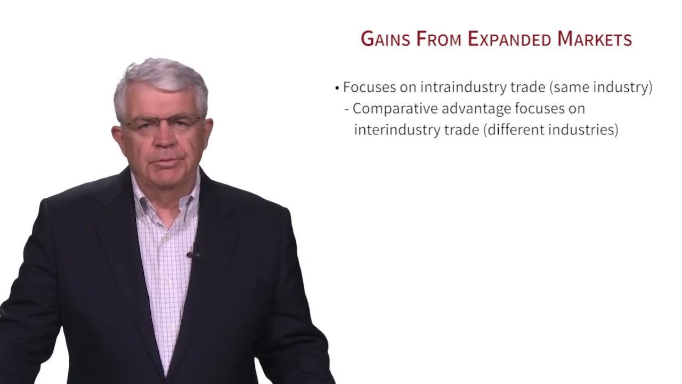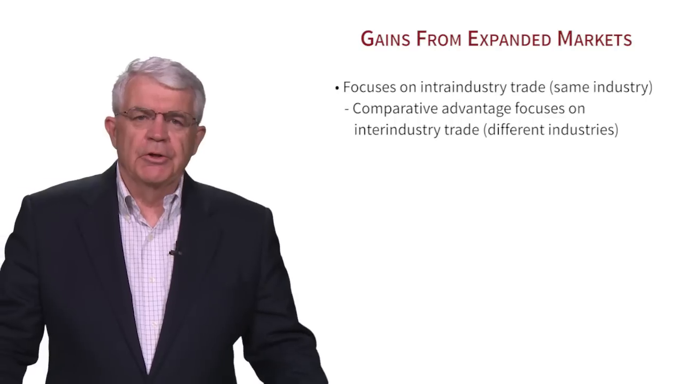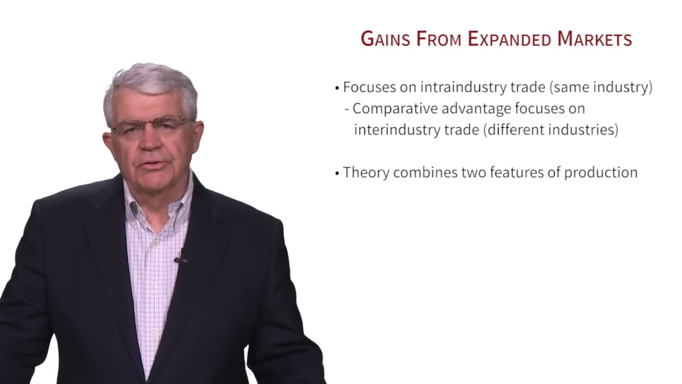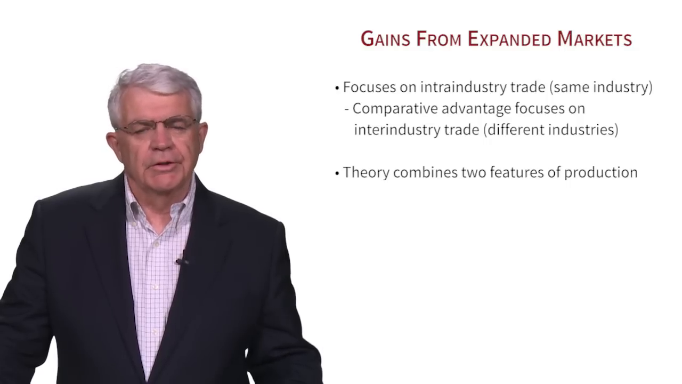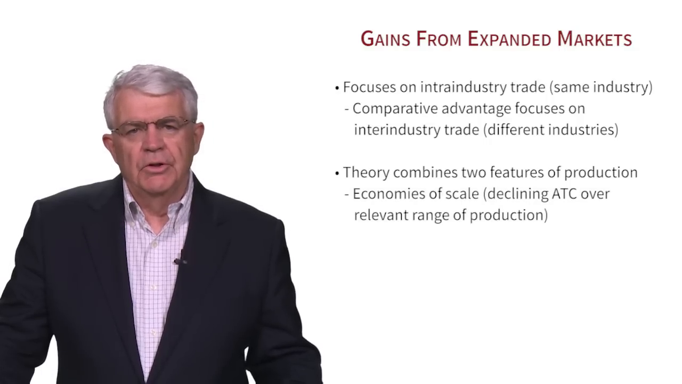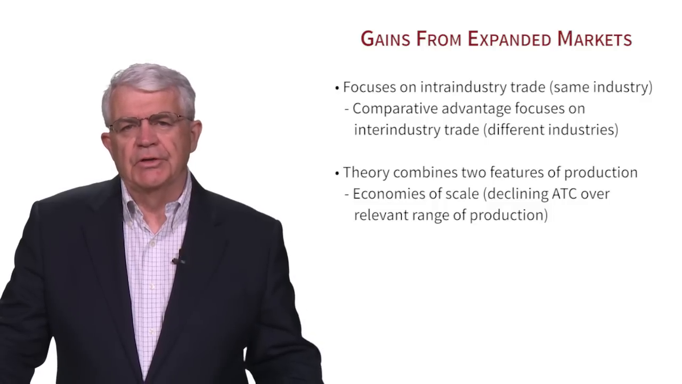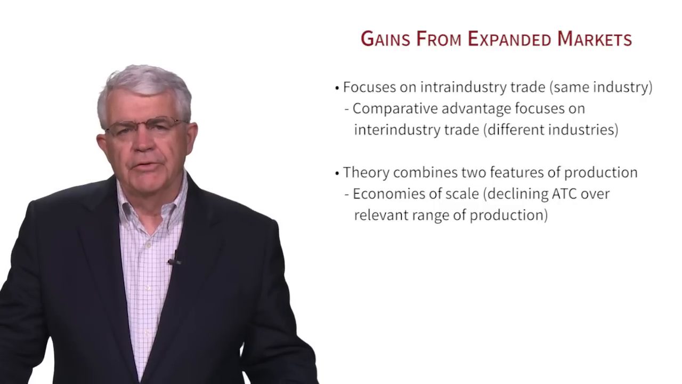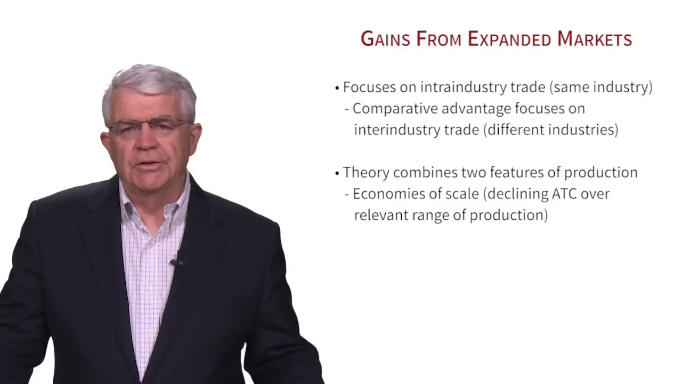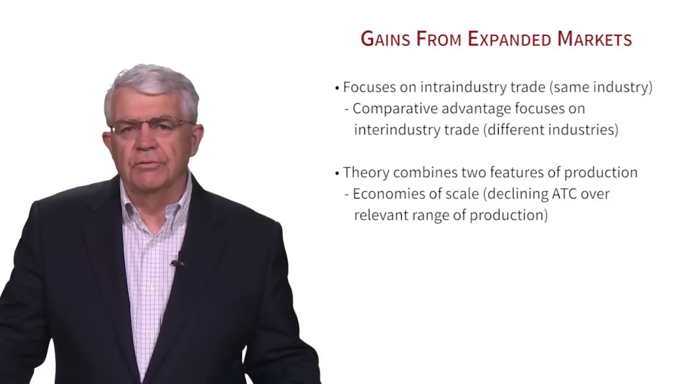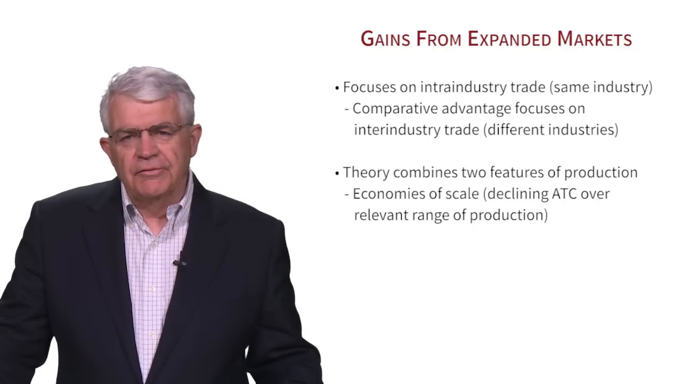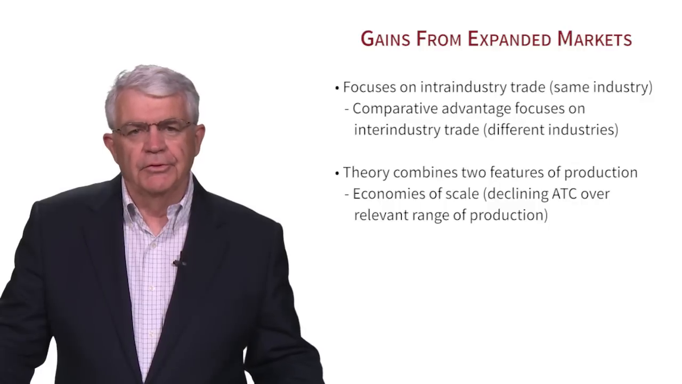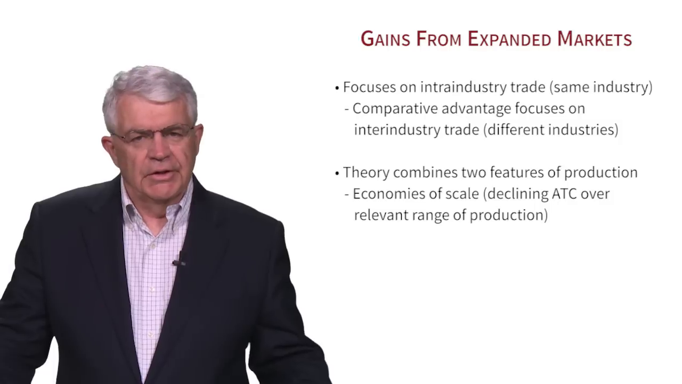The other idea to keep in mind when you think about the theory of expanded markets is that it combines two features of production that were integral to the microeconomic theories of economics. One is economies of scale, which means that average total cost declines over the relevant range of production. So to repeat, declining ATC, average total cost, over the relevant range of production for the firms in the industry. And second is product differentiation, which means there could be two, three, or many different kinds of beers, different kinds of toothpastes, and indeed different kinds of cars.